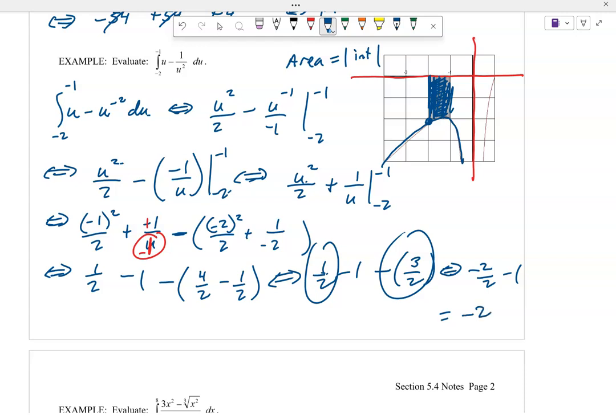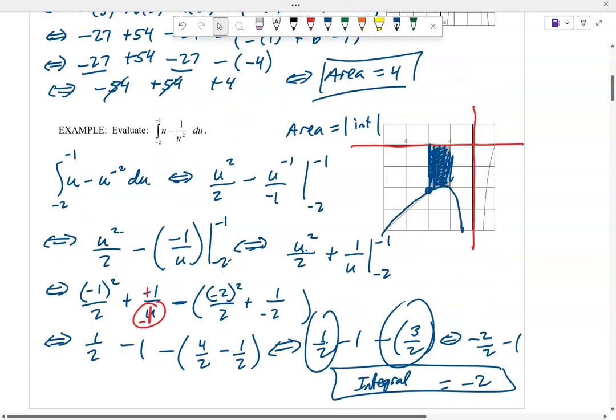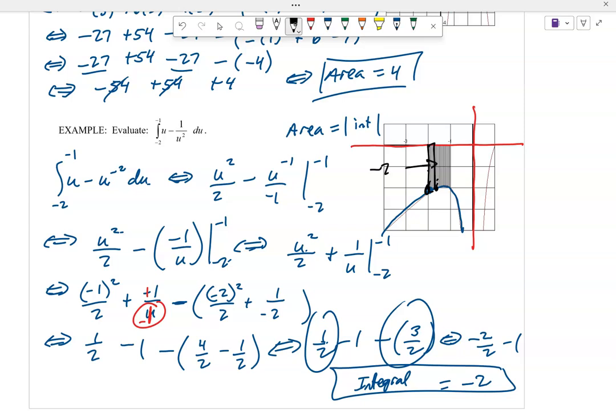So the integral ends up being -2. Now, is that the area? No, because it's below the x-axis. As we mentioned, all these functional heights of these rectangles are negative. So it's taking that negative times positive, giving us that this is -2. So the actual area of this black area would be the absolute value of -2. The actual area of that is 2.